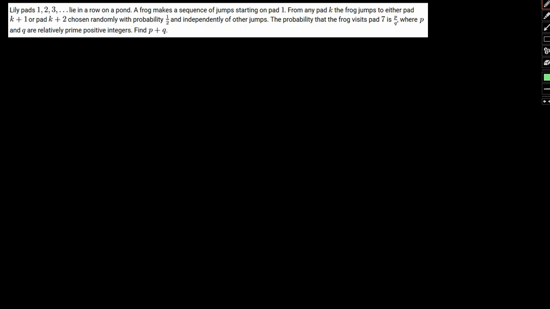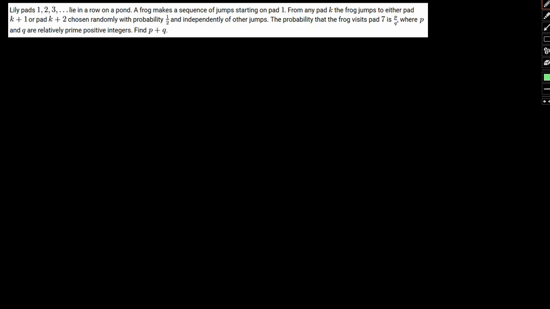Lily pads 1, 2, 3, and so on lie in a row of ponds. A frog makes a sequence of jumps starting from pad 1. From any pad k, the frog jumps to either pad k plus 1 or k plus 2, chosen randomly with a probability of half and independently of other jumps. The probability that the frog visits pad 7 is p by q, where p and q are respectively prime positive integers. So find p plus q.